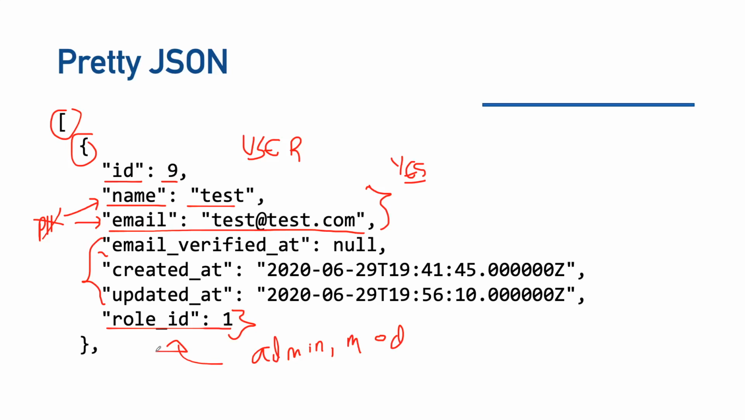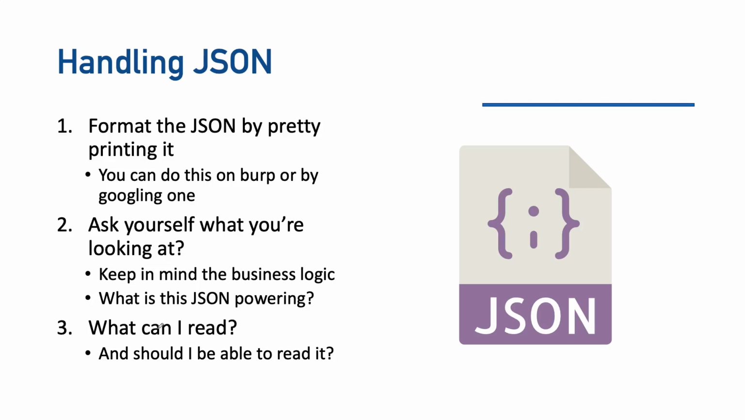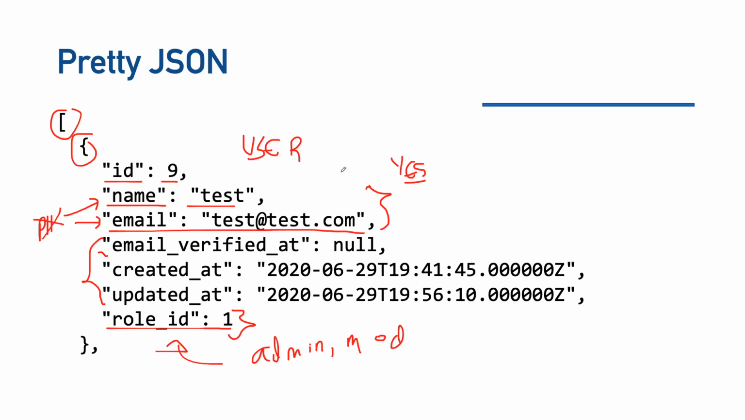So what can we read from, if we go back to this one here, we pretty printed it, yep. We told ourselves what we're looking at. We know we're looking at some kind of user data. What is the JSON powering? Likely some kind of API endpoint that produces this JSON for a mobile application. And then thirdly, what can I read and should I be able to read it? Now we know we can read their name, their email, their ID, some information about when their account was created, and their role ID. Should we be able to see it?